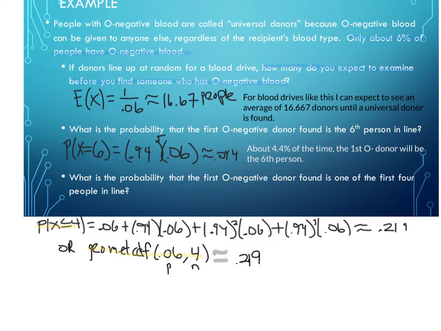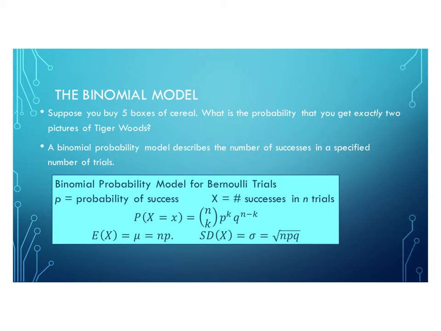Okay? And then all that's left for you to do is your statement in context. So here's our statement. On average, about 21.9% of the time, a universal donor will be found by the 4th person in line. So now let's say we have, suppose you buy 5 boxes of cereal. What is the probability that you get exactly 2 pictures of Tiger Woods?